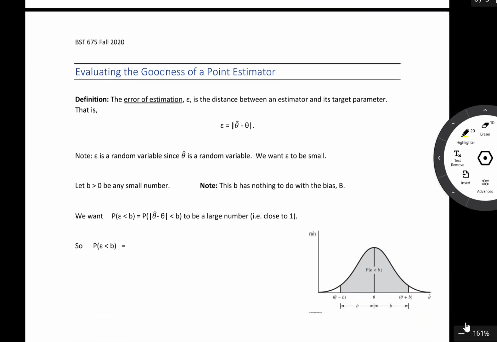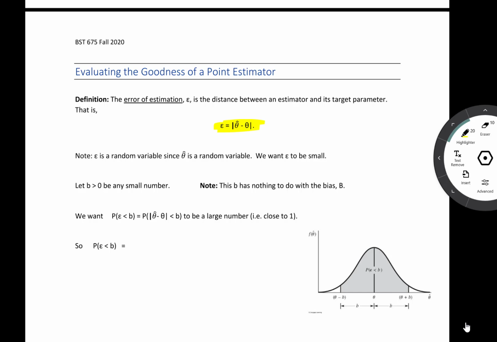Alright, so the last thing we're going to talk about here is evaluating the goodness of a point estimator. So we call the error of estimation epsilon the distance between an estimator and its target parameter. So that is the following. Notice here we have the absolute value of theta hat minus theta. And notice that epsilon is a random variable since theta hat is random. And so ideally we would like epsilon to be small.